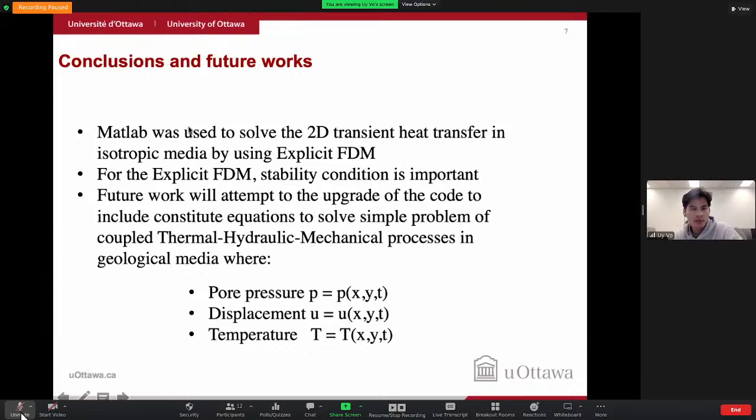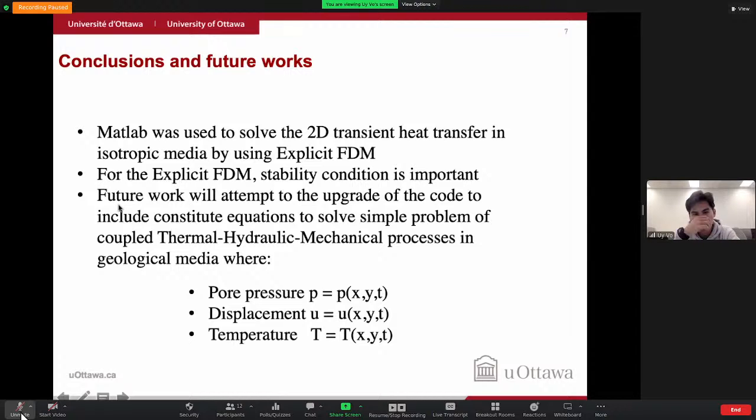So some concluding remarks and recommendations for future work here. MATLAB was used to show the 3D transient heat transfer in this case, isotropic media, using the explicit FDM. And for the FDM, the stability condition is very important: we choose delta X, delta Y, and delta T so that the value of R should be smaller than 0.5.